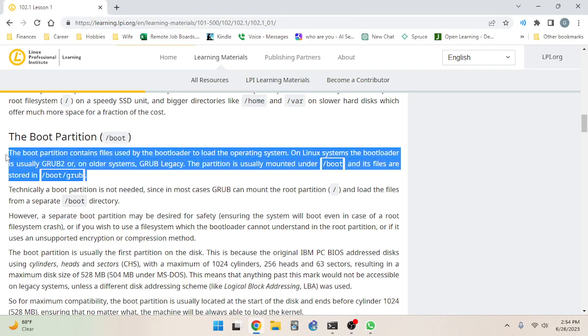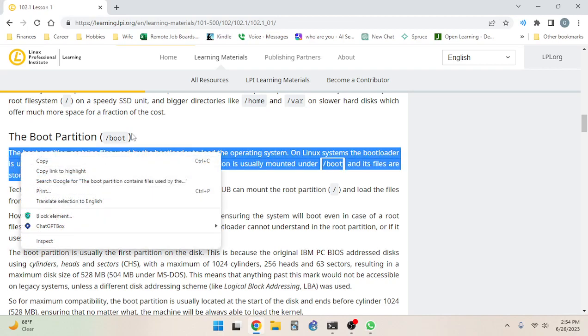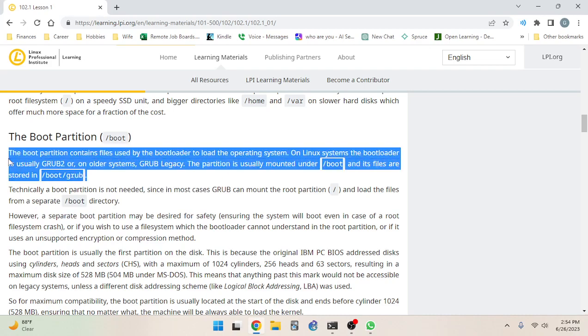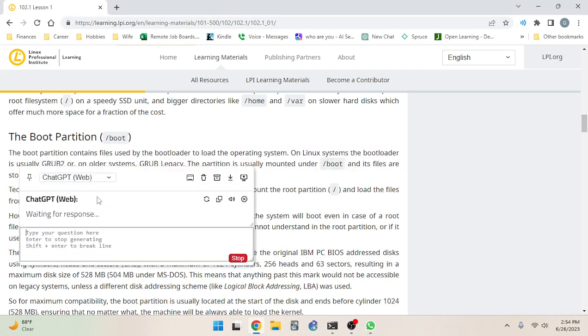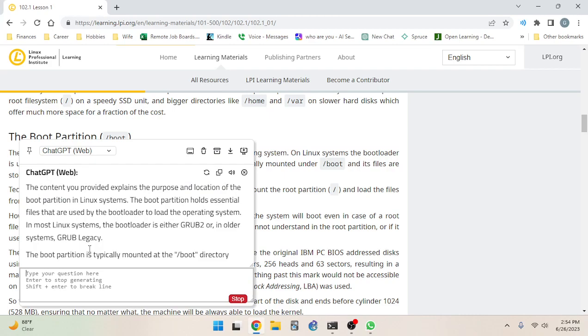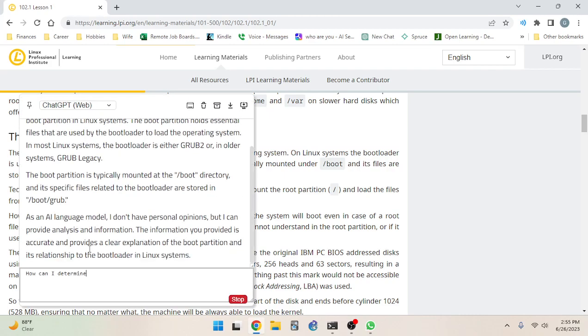One thing I could do though that would be really cool. So let's just ask. How can I determine if my system uses grub version 1 or grub 2?